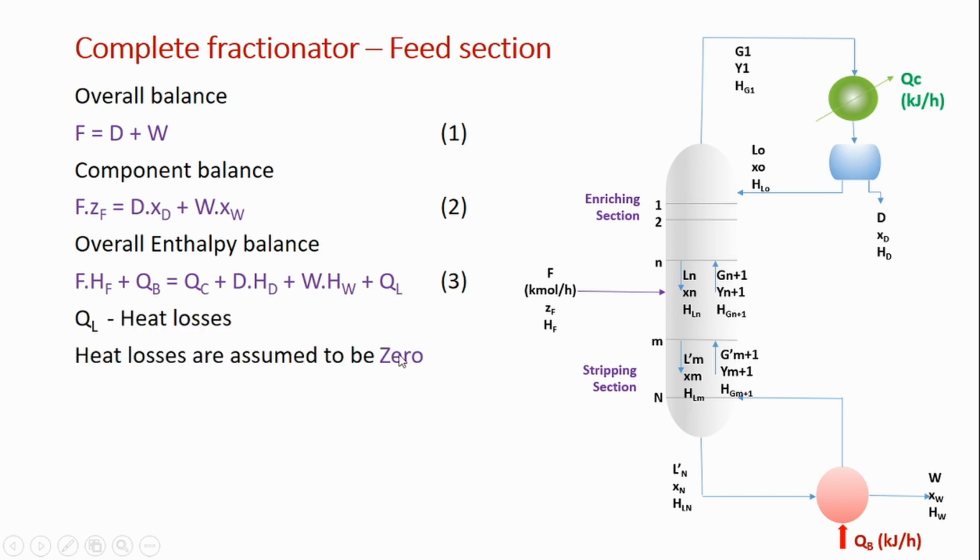QL is the heat losses and they are assumed to be 0. So we are getting this as the expression for the whole column. There is an FHF term for enthalpy, there is a WHW term, there is a QB term, these two are put together, and there is a DHD and QC term. This is for the top of the column, so this is put together, right? So DHD plus QC, WHW minus QB.